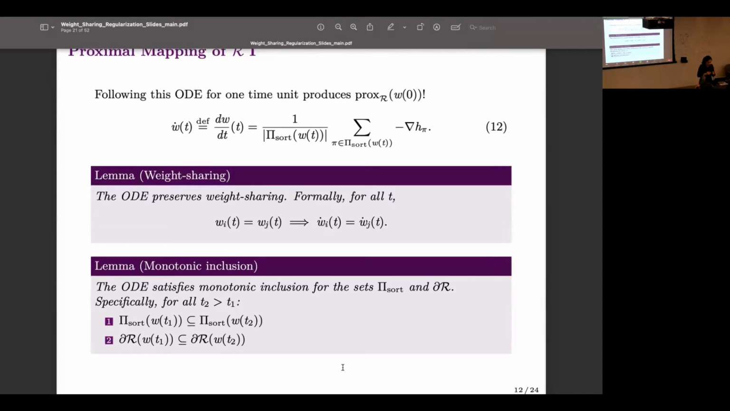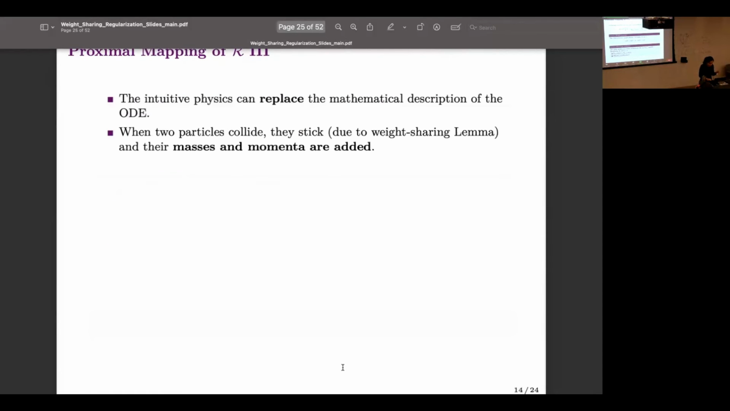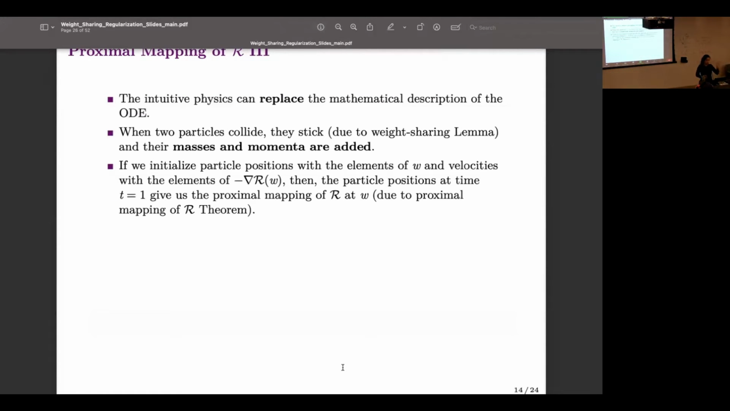Did you have a question? Okay. So we initialize the particles with the W's and velocities with nabla r, the gradient of r, and then we move. We have particles, they have velocities. We move the whole system 1 second ahead, and that gives us the prox. The positions of these weights, if collided with each other, give us the prox.